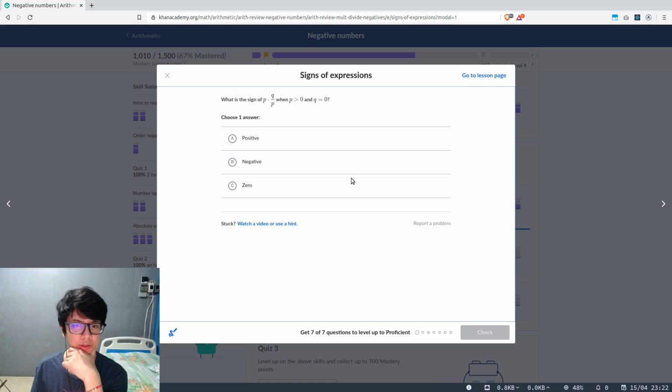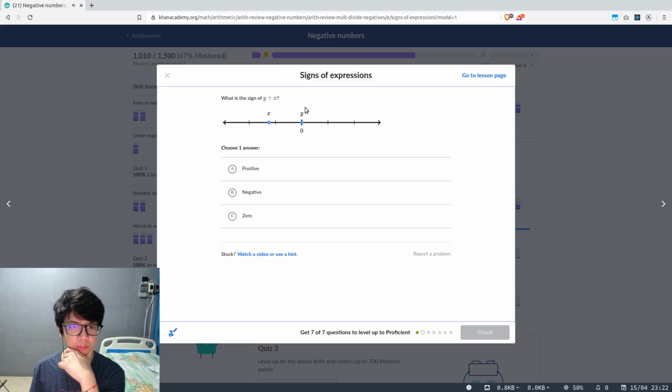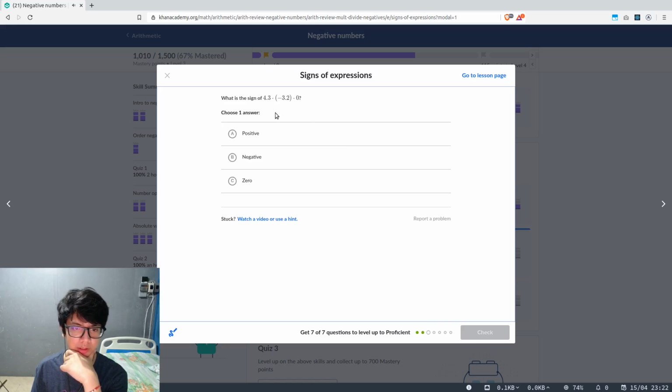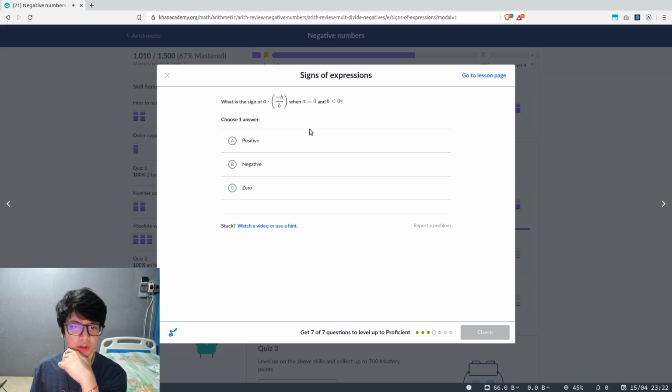P is greater than 0 and Q is equal to 0. Yeah, it's going to be 0. What is the sign of y divided by x? 0, the heck? I don't want to get debated again. What is sine of 4.3 times negative times 0? What the heck with the zeros, man? What is sine of when a is equal to 0? What the heck?